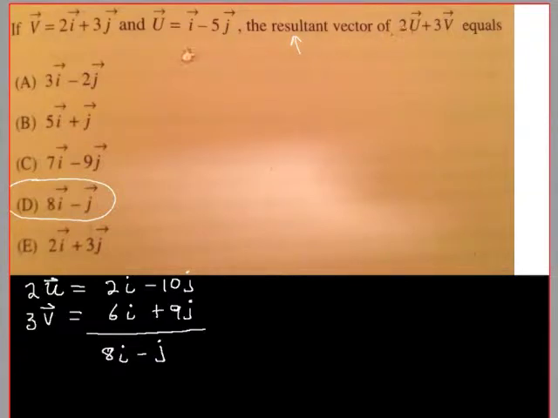Twice vector u would be 2i minus 10j. 3 times vector v would be 6i plus 9j. Twice vector u plus 3 vector v, you simply add them, you get 8i, minus 10 plus 9 is minus 1j, and that's the correct answer.